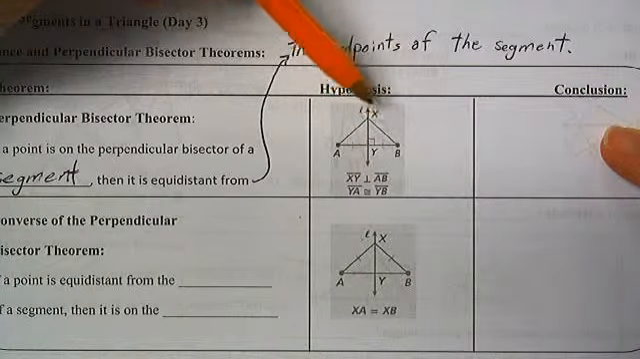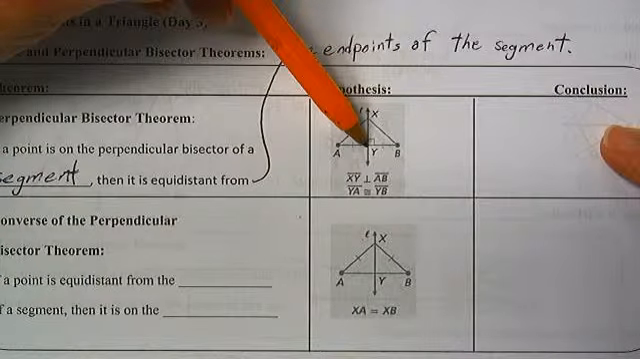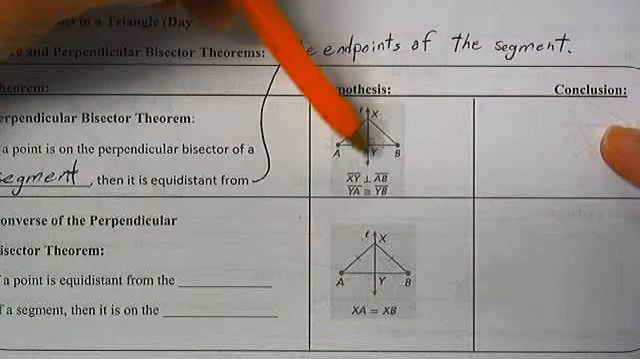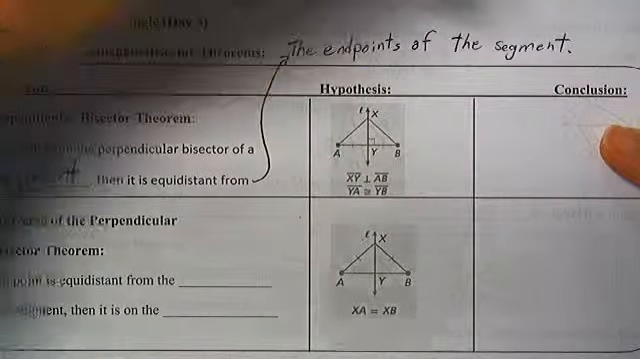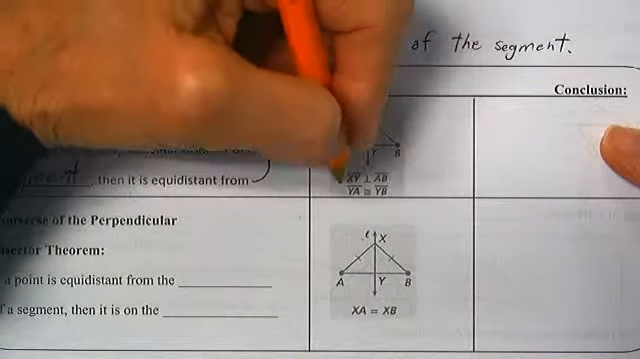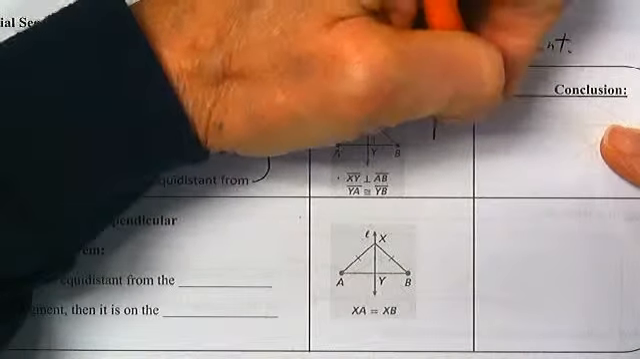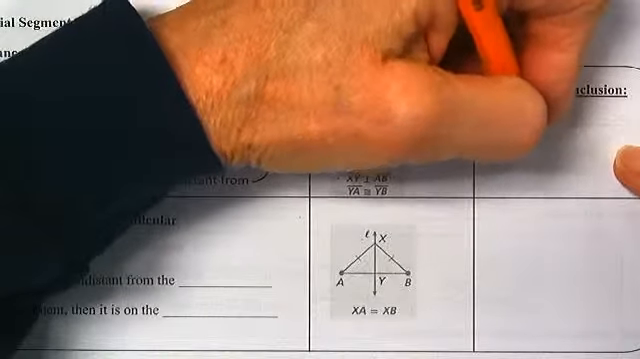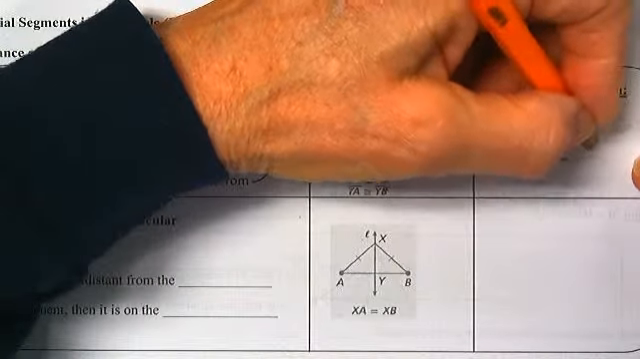If XY is perpendicular to AB, then AY is congruent to BY. If perpendicular, this is P, this is Q, then YA is congruent to YB.